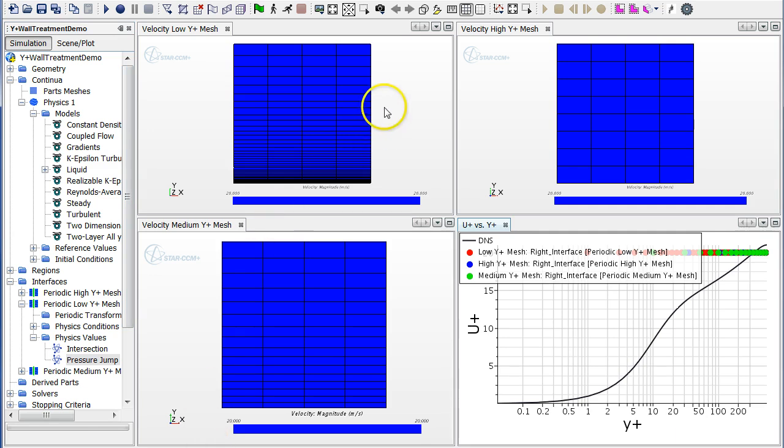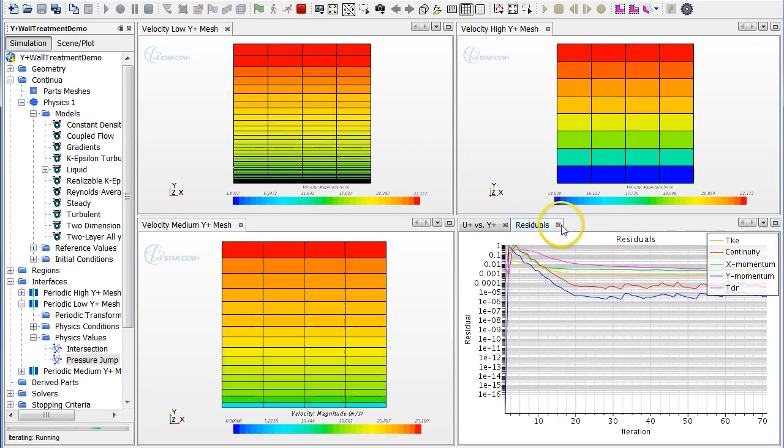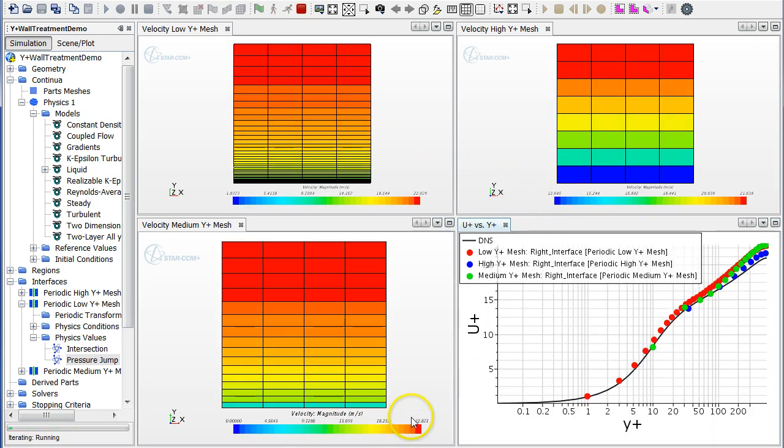On the upper left side, the low y plus mesh with a strong stretching of the near wall area is shown. The medium y plus mesh has a lower stretching, while the high y plus mesh has no stretching at all. On the lower right bottom, the dimensionless wall distance and the dimensionless velocity u plus are plotted. The black line depicts the reference solution from a highly resolved DNS simulation. When the simulation is started, we can see that our simulation approaches this solution.